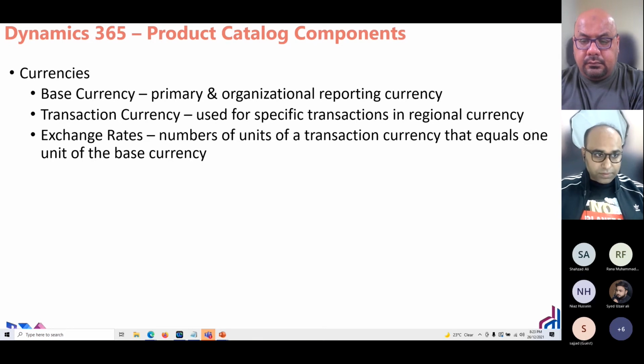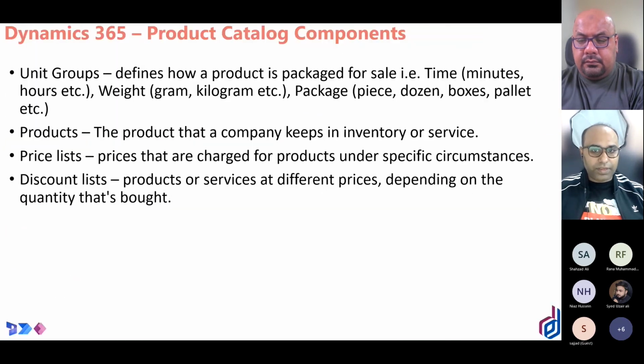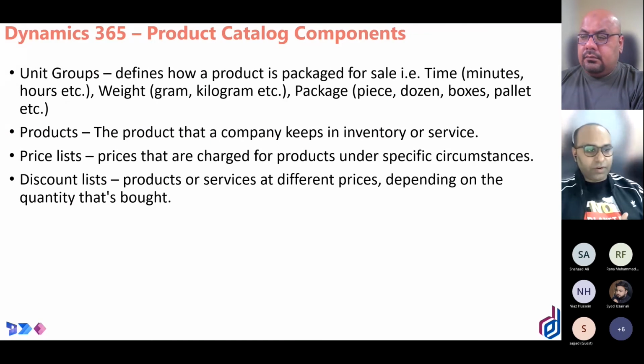Okay, so let's move ahead. Next thing, the product catalog itself. The product catalog consists of these basic four components, you could say. First, you define the units and unit groups, and then the products, the price list, and then the discount list.